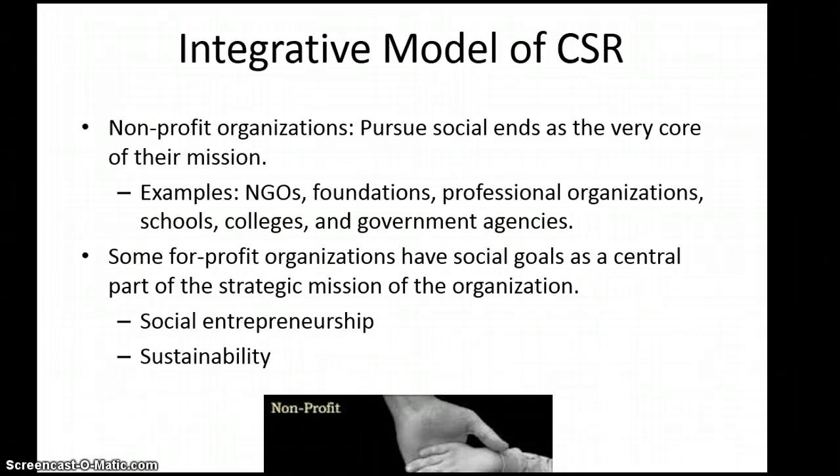It is also possible that some for-profit organizations have social goals as a central part of their strategic mission. And they do this by engaging in social entrepreneurship and promoting sustainability, which is something that we'll learn about in Chapter 9. So this video, again, served to be a brief introduction to the Chapter 5 content.